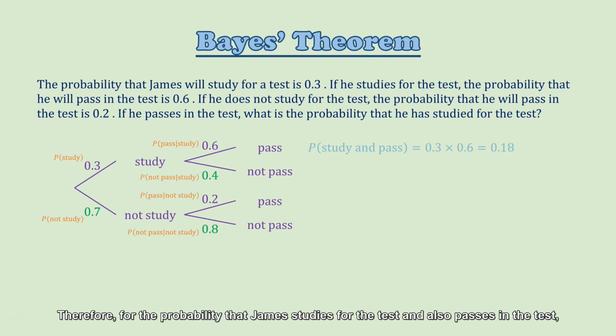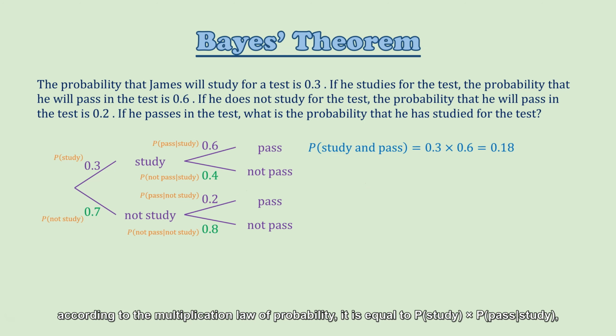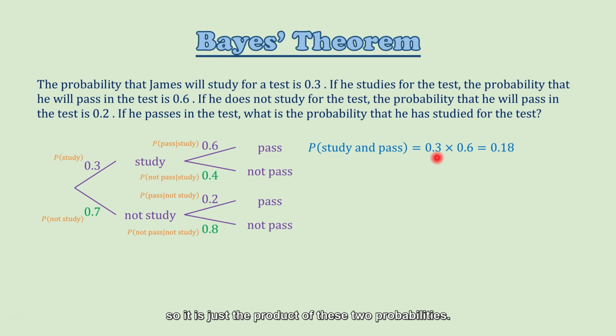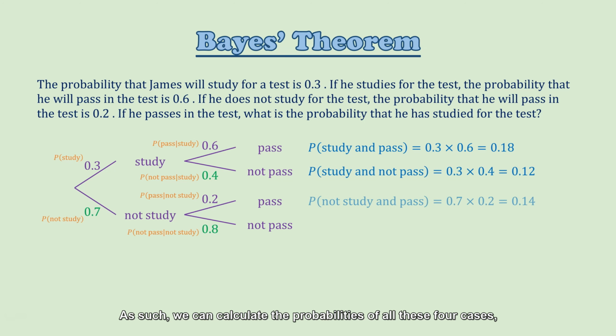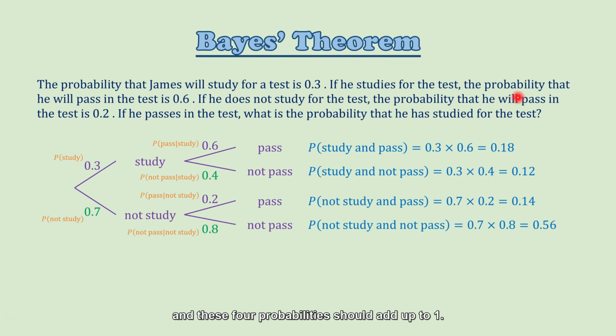Therefore, for the probability that James studies for the test and also passes in the test, according to the multiplication law of probability, it is equal to P(study) times P(pass given that study). So it is just the product of these two probabilities. As such, we can calculate the probabilities of all these four cases. And these four probabilities should add up to 1.